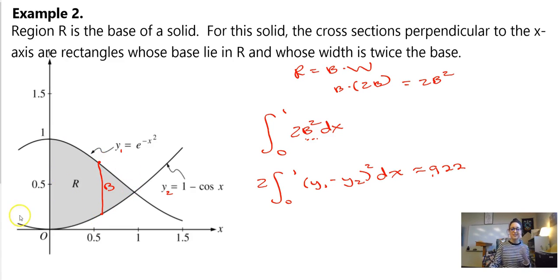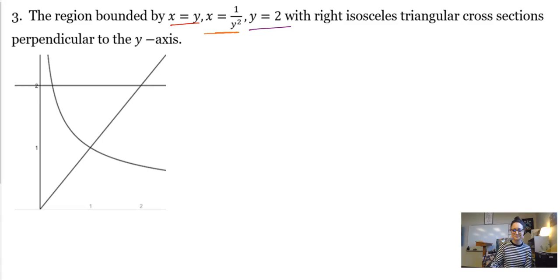The base is going to vary dependent on what x value I'm on between 0 and 1, but it's always going to follow this formula of the top y value minus the bottom y value. First, pause on your screen, and copy the equations as well as the graph, and then we will do this one together. Okay, we're back.